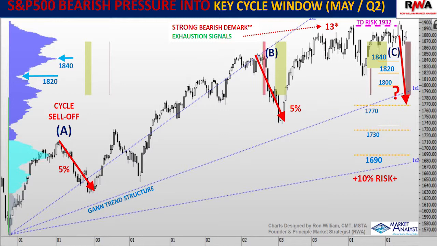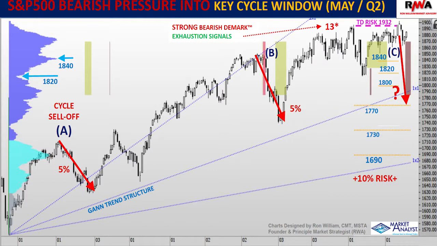The last time we saw that this cycle hit was roughly a 5% correction, and then we saw a similar move on cycle B. Now we've had two interesting time windows here, early May and towards the end of May that we're just approaching now, which suggests that we might get further downside pressure.